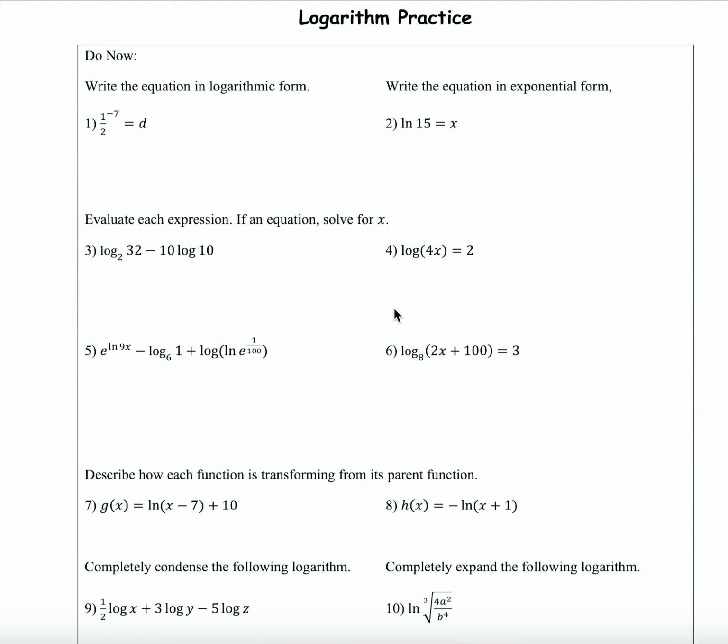Today, we are just practicing everything we've done the past 4 days with logarithms. So we're going to be converting in and out of logarithmic form and exponential. We're going to be evaluating logarithms. We're going to be describing transformations, and condensing and expanding logarithms is going to be the main focus of today. So I want you guys to do 1 through 10, take 5 to 10 minutes, pause the video, and it deals with everything we've been doing the past 4 days.